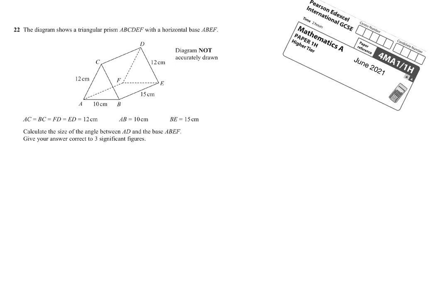This 3D geometry problem involves Pythagoras and trigonometry. You are presented with a triangular prism and a fully labelled diagram, and you want to find the angle between AD and the base ABEF.